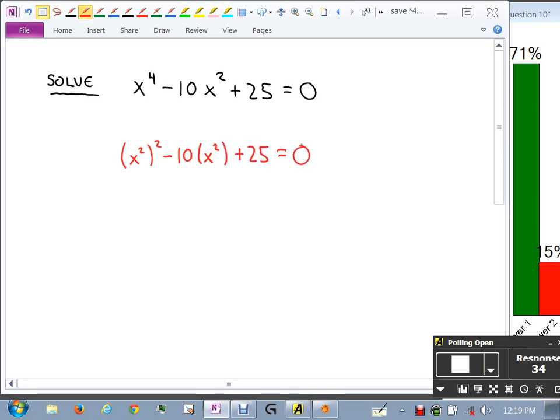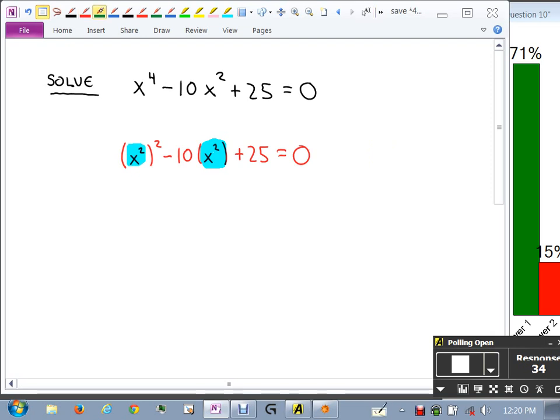Okay, I haven't changed the problem. I've just rewritten it so that you can hopefully identify the fact that you've got x squared here. That x squared I didn't need in parentheses, but I'm, again, trying to draw your eyes to the fact that this rewritten has that blue thing squared minus 10 times the blue thing plus the 25 equals 0, right? So it kind of looks quadratic. Kind of. Do y'all see that?